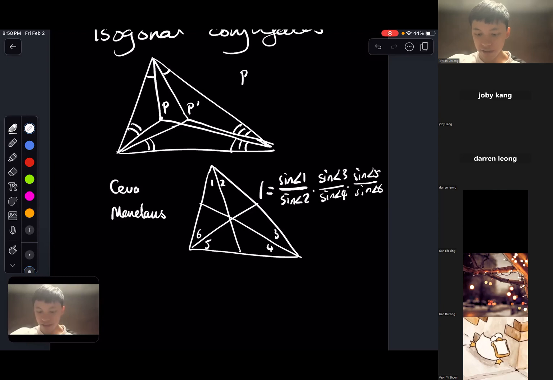So P exists by Ceva. Now I just swap the angles. Ceva still holds because it's the same equation. Hence P prime exists.